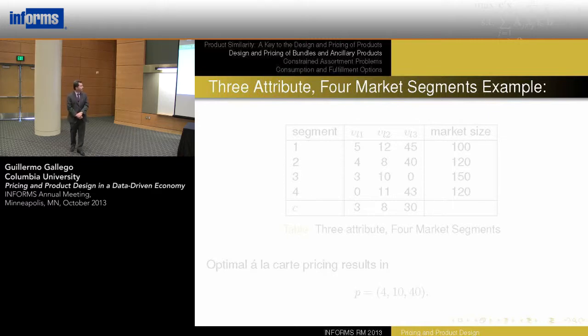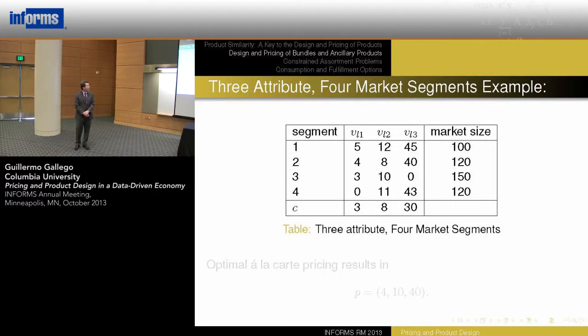So this is a very simple example with 4 market segments and 3 attributes. So market segment 1 has market size of 100, and they have valuation 5, 12, and 45 for attributes 1, 2, and 3. Now suppose we were trying to price attribute 1. We're going to sell attribute 1 a la carte. Attribute 1 costs us $3.